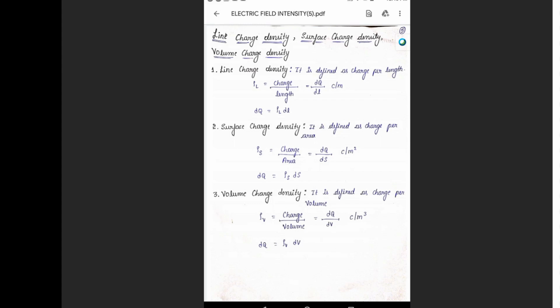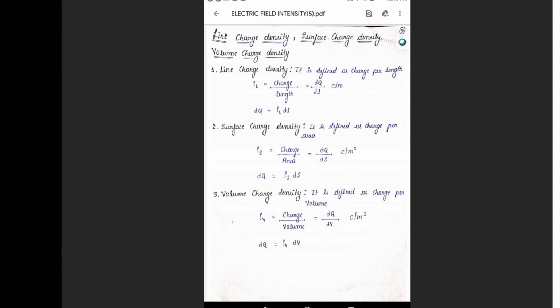Next is called surface charge density, which is charge per area. So it is charge divided by area, called rho s. The corresponding mathematical equation will be dq by ds. What is the unit for that? Coulomb per meter square. If you cross multiply, dq will be equal to rho s into ds. Same way, volume charge density is defined as charge per volume, and dq will be rho v into dv.